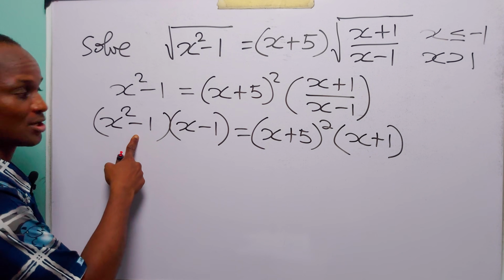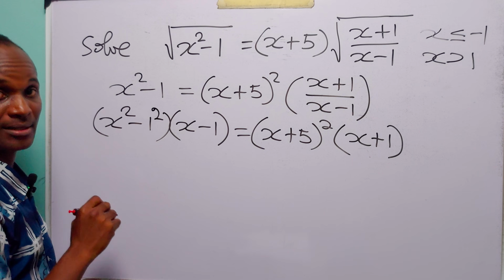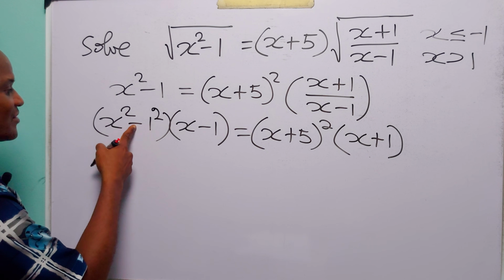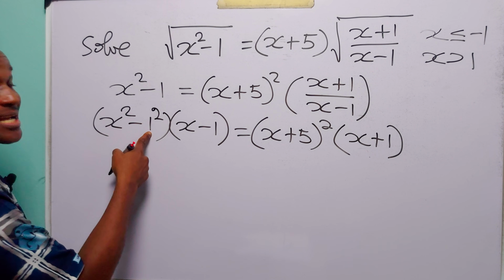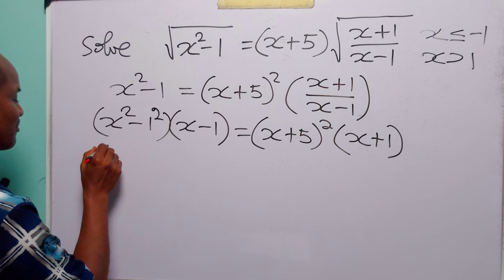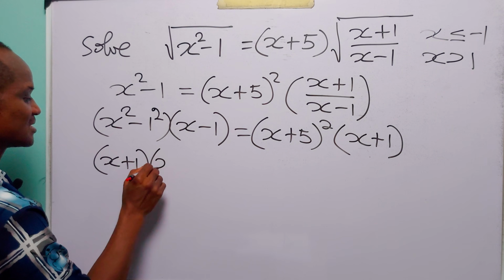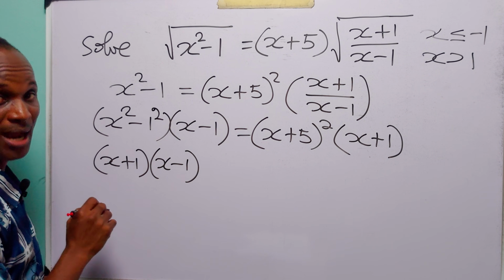Now look at this. You know that we can write 1 as 1 squared. And when we do this, we now have the difference of two squares. And you know how we factorize this. This can be factorized as x plus 1 times x minus 1.